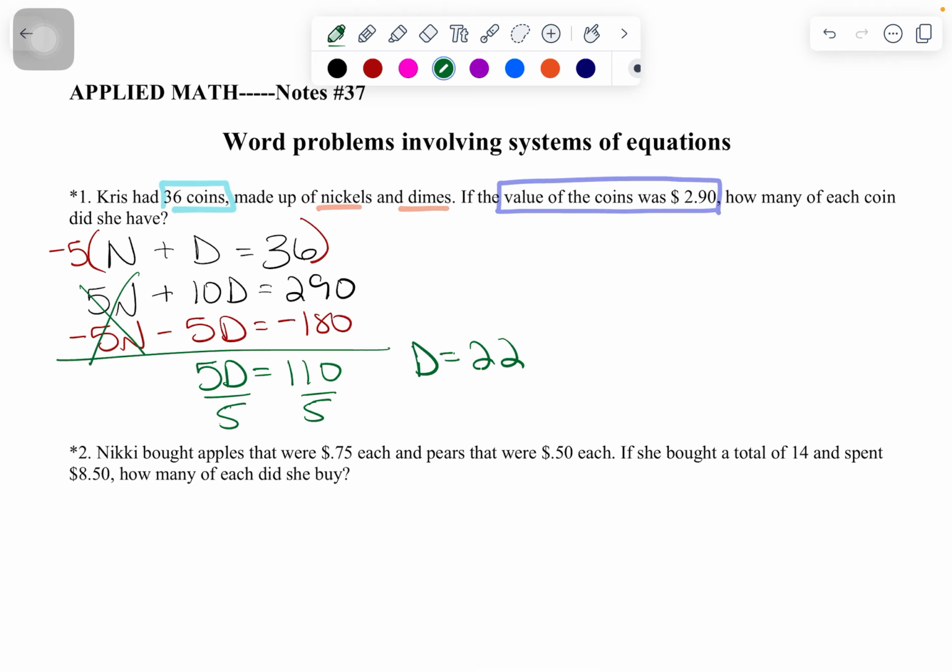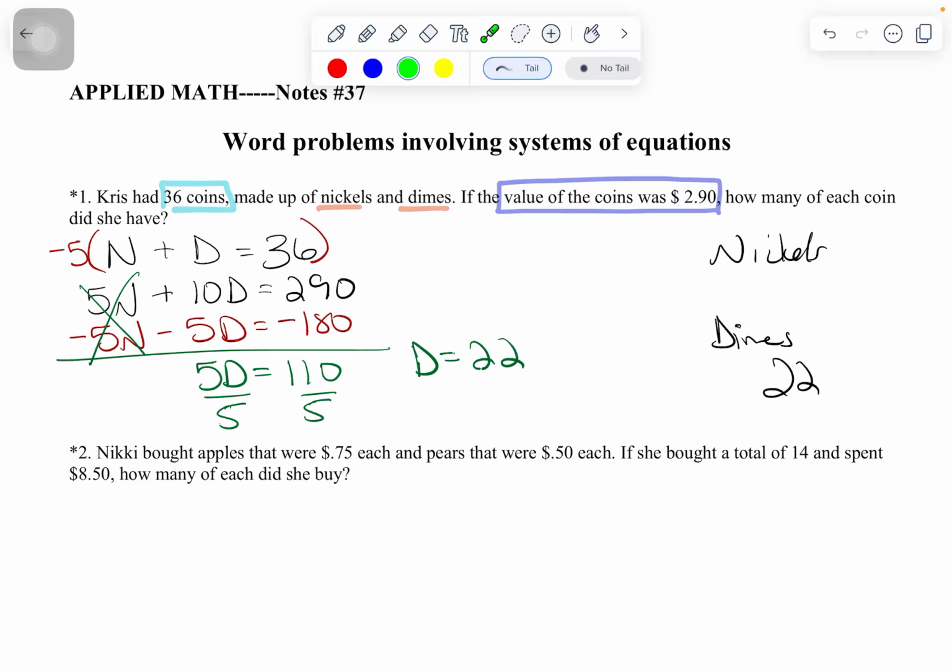So the question I asked at the very beginning of this was how much of each coin did she have? So that means I want to know how many nickels and how many dimes. So this is going to tell me that I have 22 dimes.